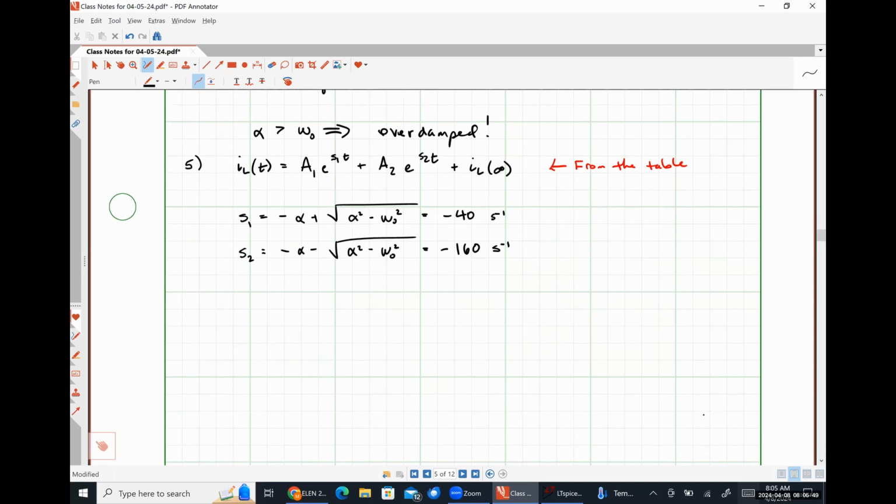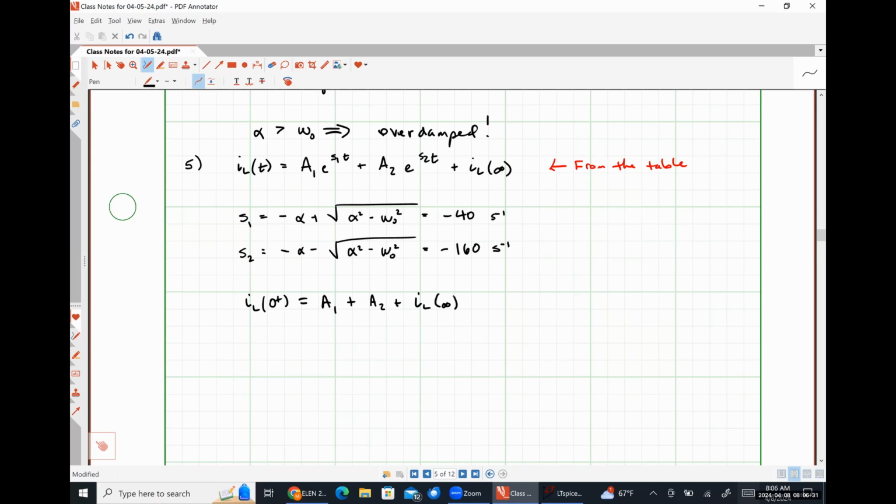So if we look at our expression for our inductor current, let's see what happens at t is equal to 0 plus. At t is equal to 0 plus, e to the S1t is going to look like the number 1 because e to the 0 is simply 1. So we're going to have a term of A1 plus, well, e to the S2t, where t is equal to 0 plus is also just going to look like 1. So we're going to have A1 plus A2 plus IL at infinity.